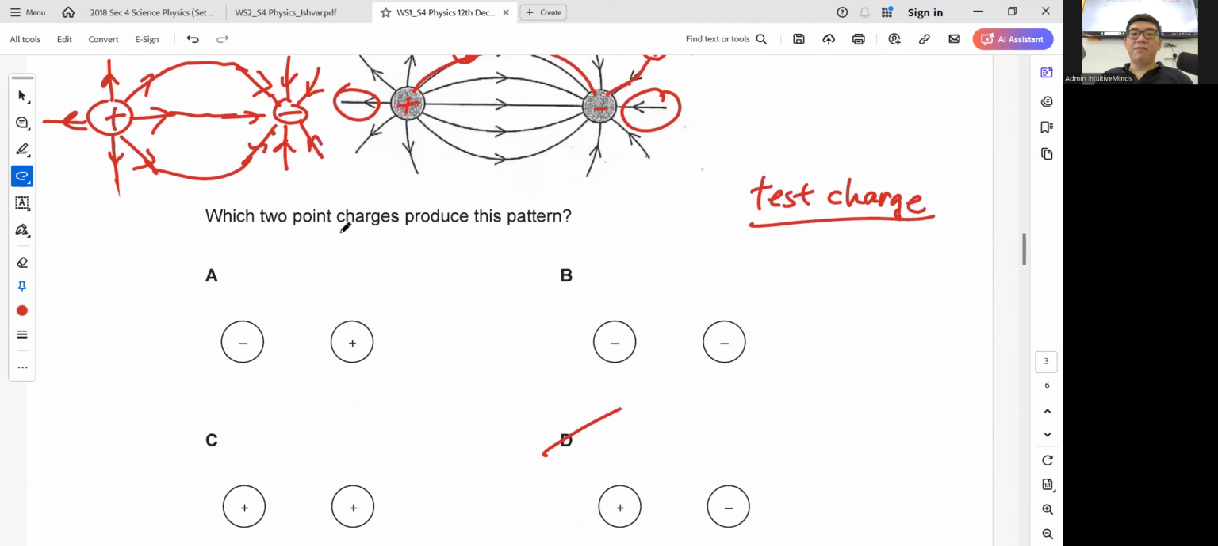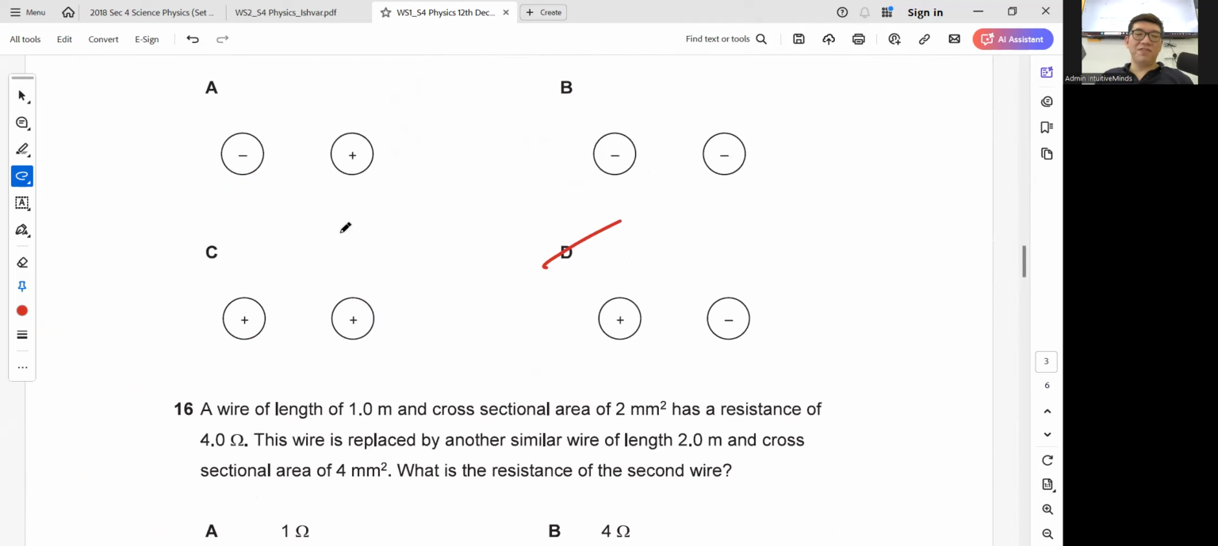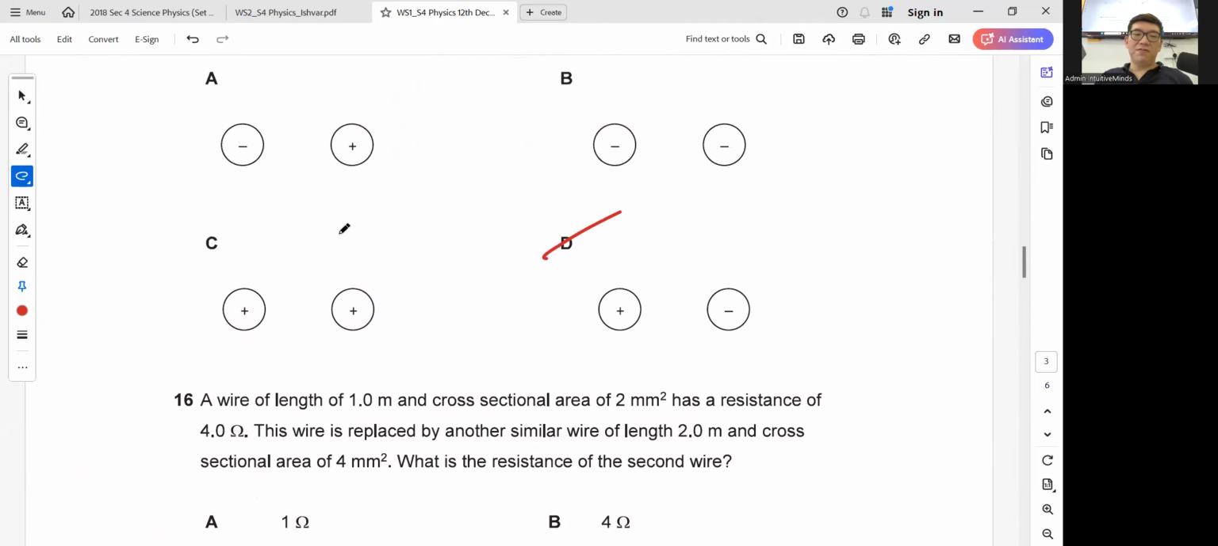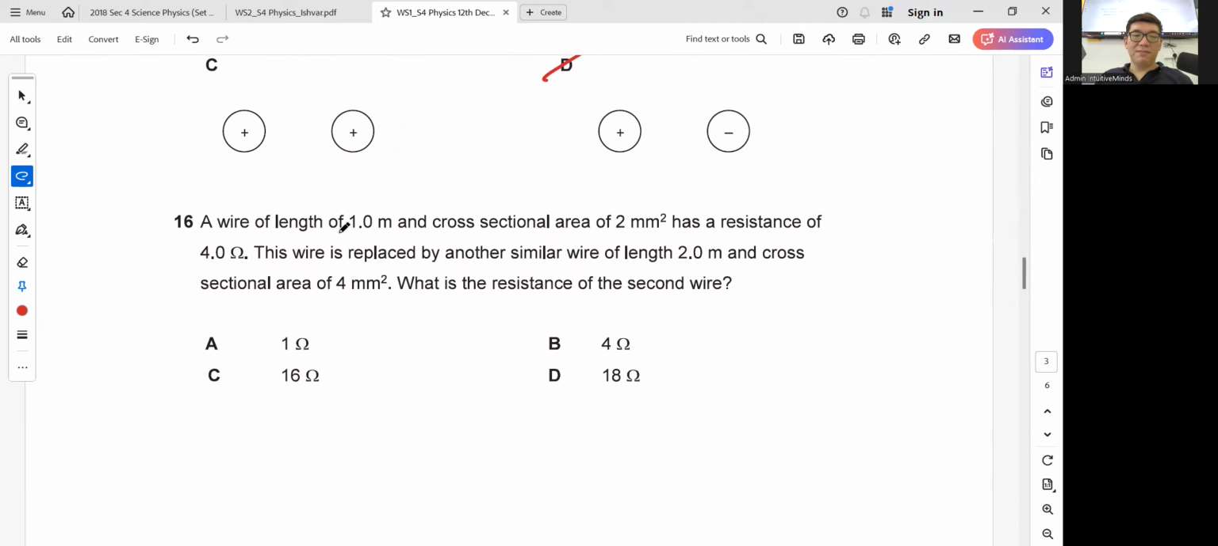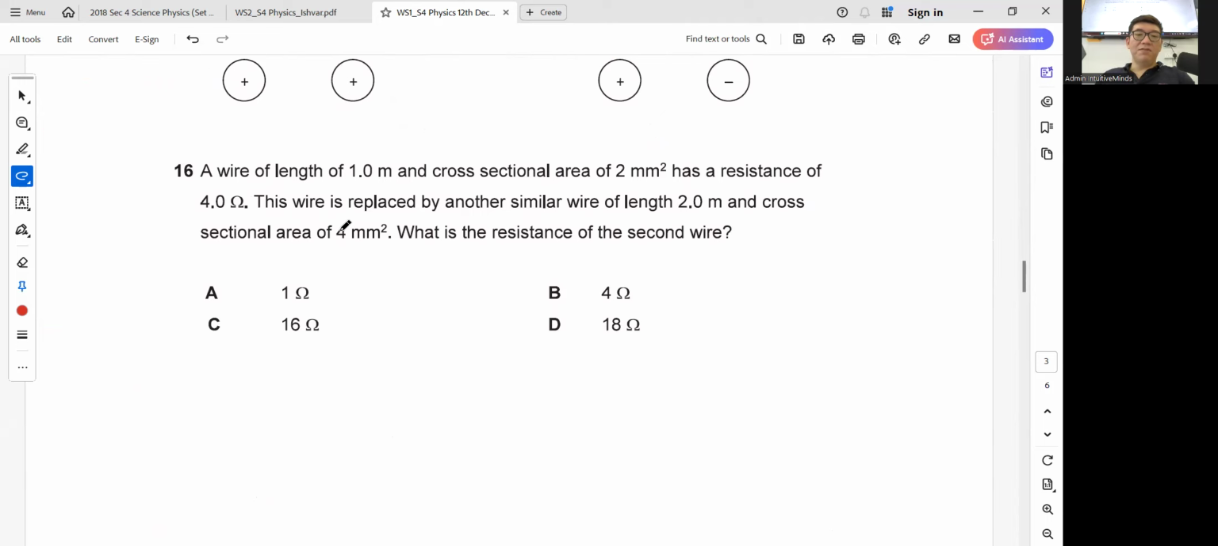So every one of them will have different sets of questions, different levels. How about this? Answer is B. What formula do we use? R equals rho L over A. Is the rho the same for the two wires? Because it's similar, so the rho is the same.